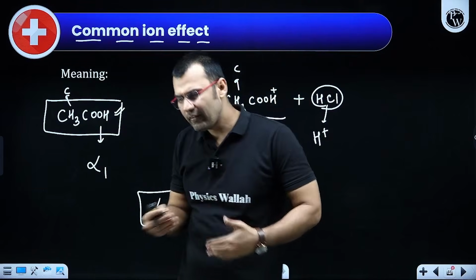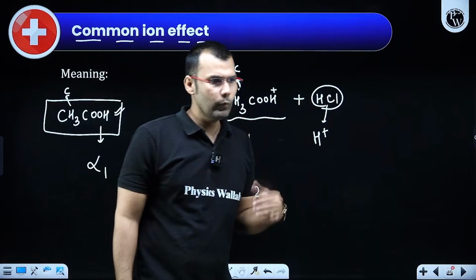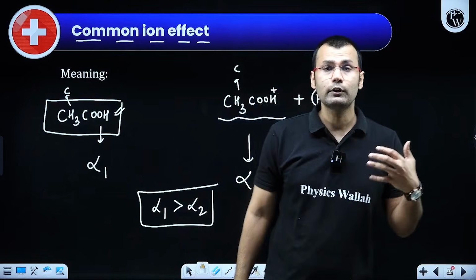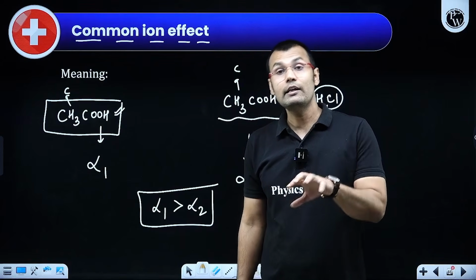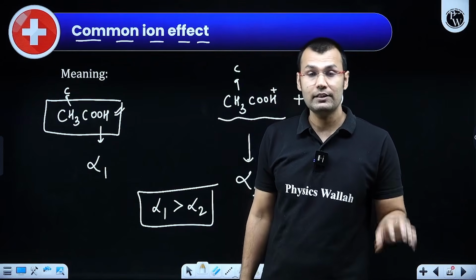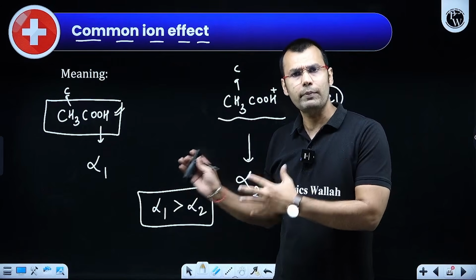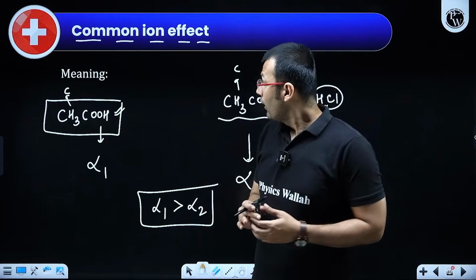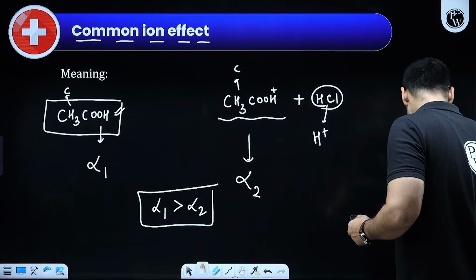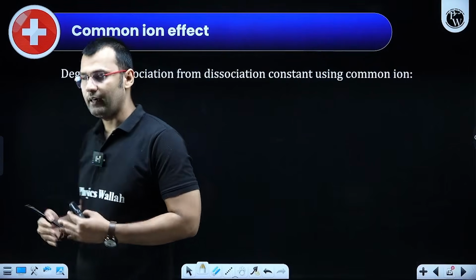And if you try to define the common ion effect, the definition is like this: when a strong electrolyte is added into the solution of weak electrolyte having some common ion, then the degree of dissociation or degree of ionization of the weak electrolyte is further suppressed, right? So alpha will be suppressed due to presence of common ion. That's the point.